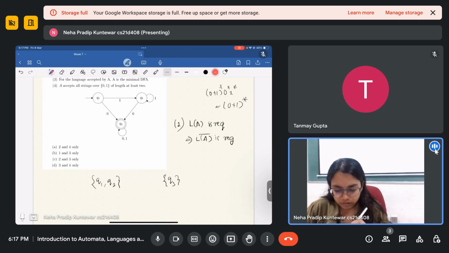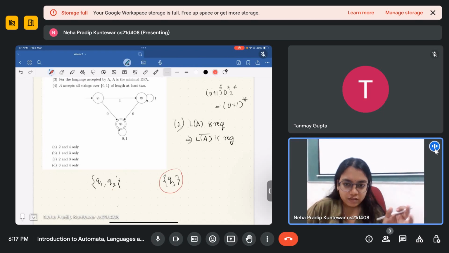Then let's see what happens on 1. On 1, Q1 goes to Q2 and Q2 goes to Q2 again. So both of them stay here on 1, and we can't split this further. And there is no point asking the question for the other set because there is only one state; you can't even split it further. So in one step itself, we saw this.